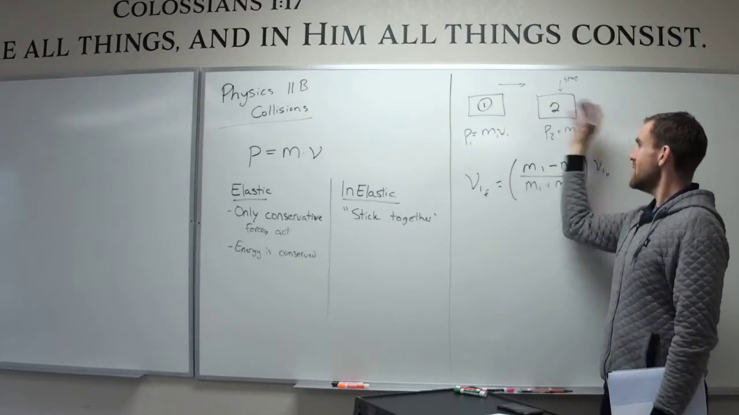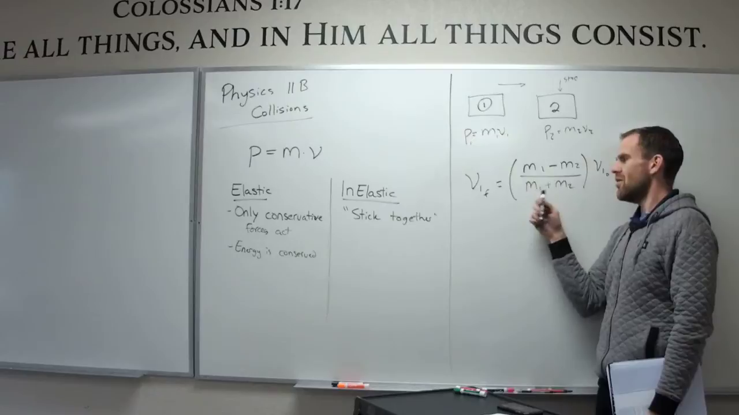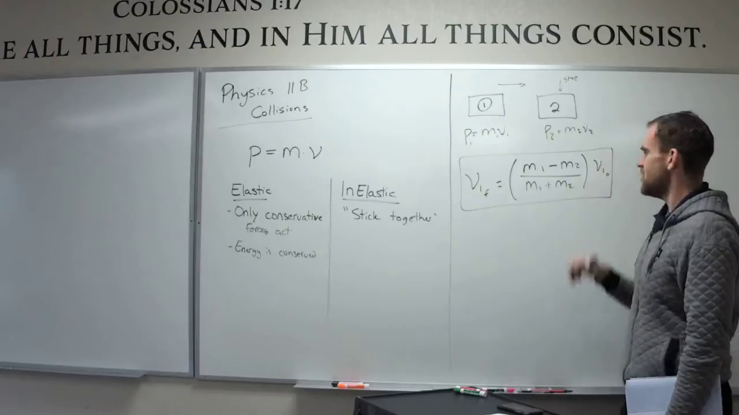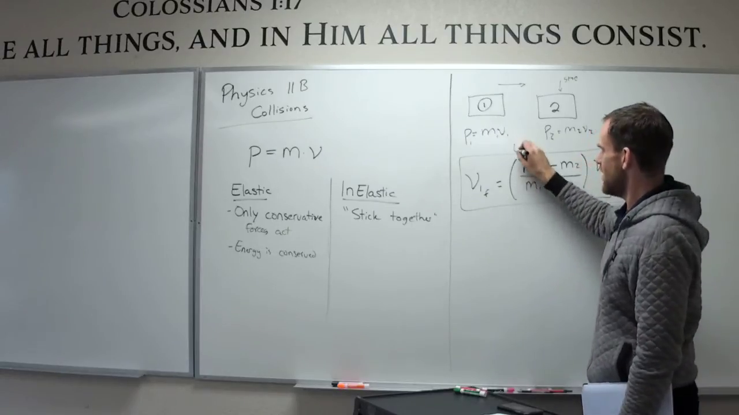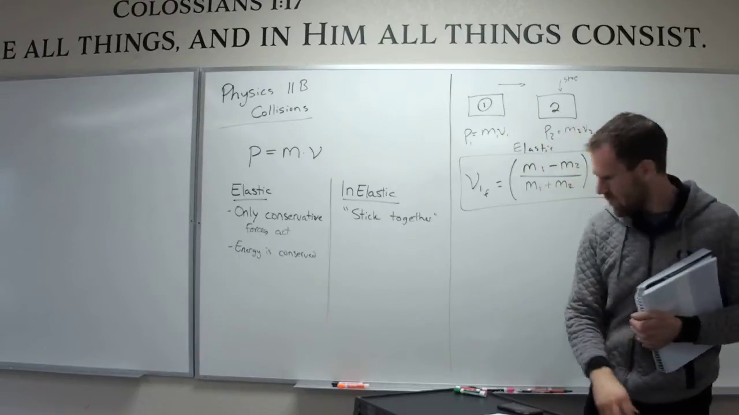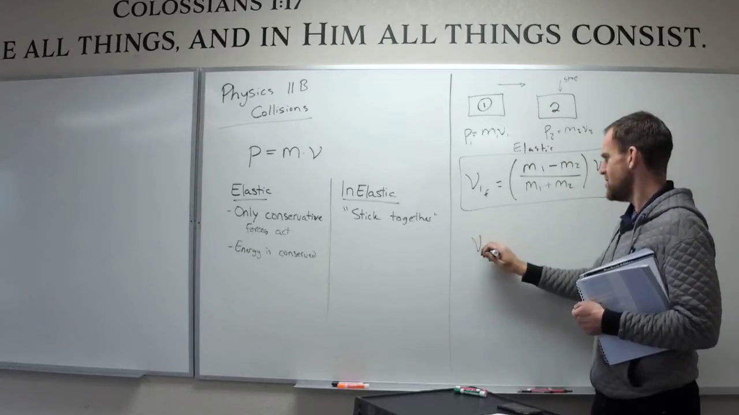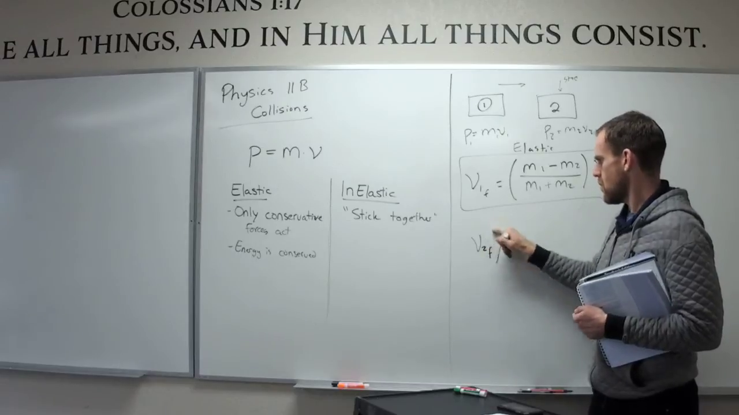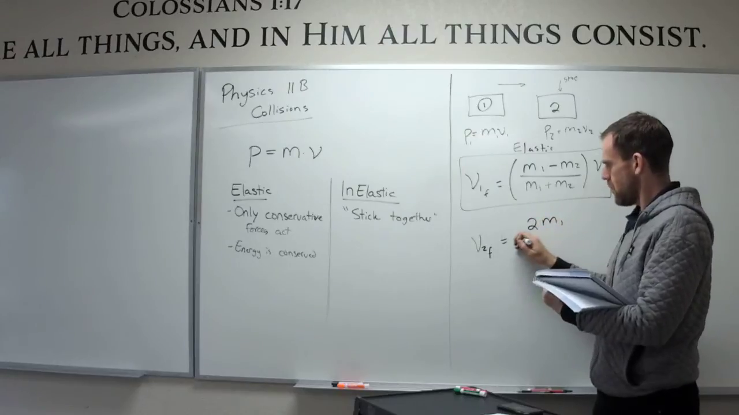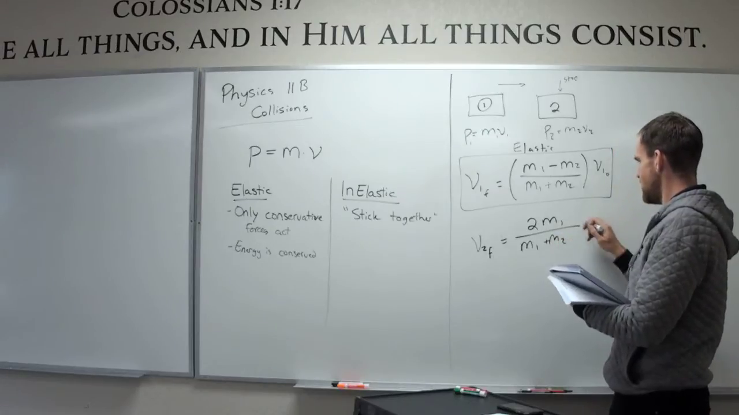So after this collision, the final velocity of the first one is mass 1 minus mass 2 over mass 1 plus mass 2 times V1 naught. This should appear in your equation sheet. Again, this is for elastic collisions. Now, what's the velocity of the second one? Well, V2 final is 2m1 over m1 plus m2 times V1 initial.